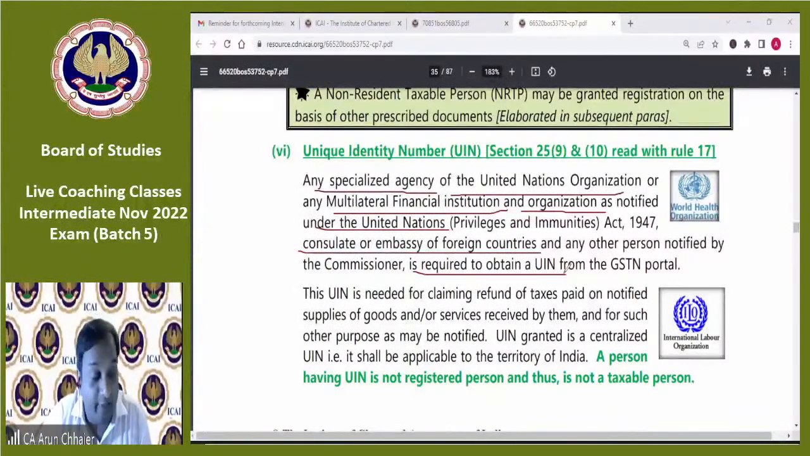And one more point: if you read the definition of registered person in the GST, that will not include UIN. It means UIN is not a registered person. Foreign embassies, etc., need to obtain the registration under the UIN category, but the UIN category will not be considered a registered person. So if we talk about penalty, provision, prosecution, wherever the words registered person are there, that will not be applicable on UIN.